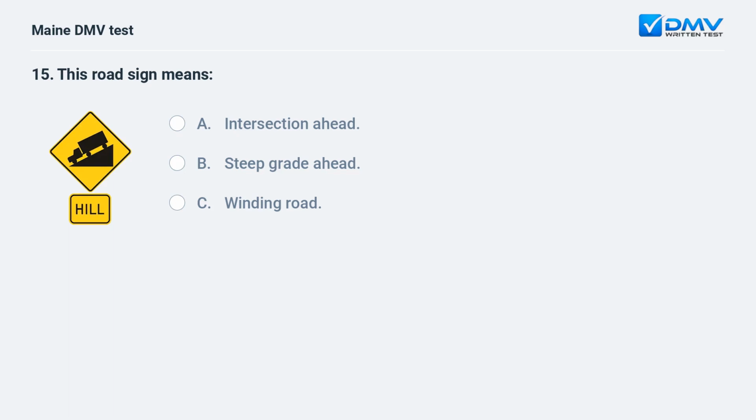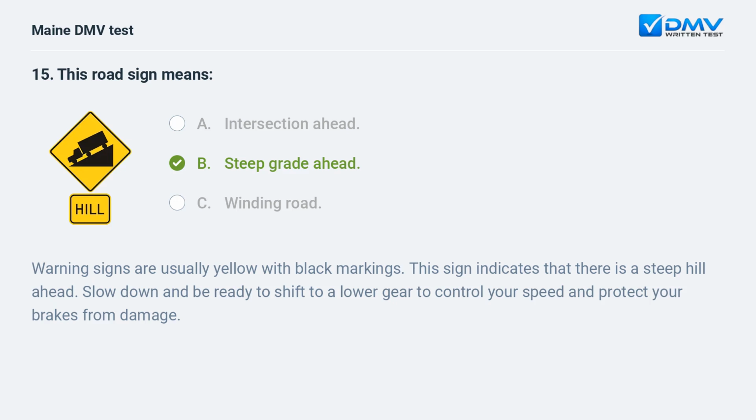This road sign means A. Intersection ahead. B. Steep grade ahead. C. Winding road. B. Steep grade ahead. Warning signs are usually yellow with black markings. This sign indicates that there is a steep hill ahead. Slow down and be ready to shift to a lower gear to control your speed and protect your brakes from damage.